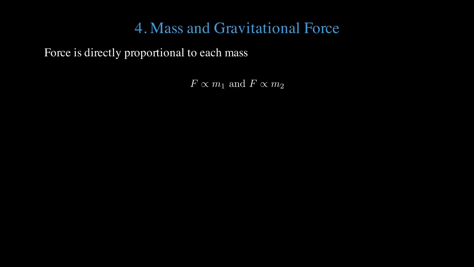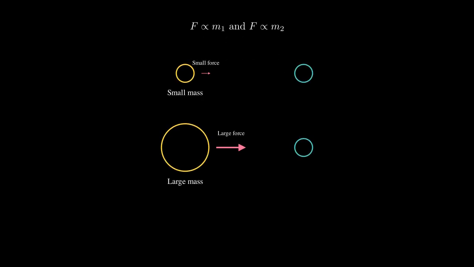Let's explore how mass affects gravitational attraction. The gravitational force is directly proportional to each of the two masses involved. This means F is proportional to M1 and F is also proportional to M2. When we increase the mass of one object, the gravitational force increases proportionally, as shown in this comparison.